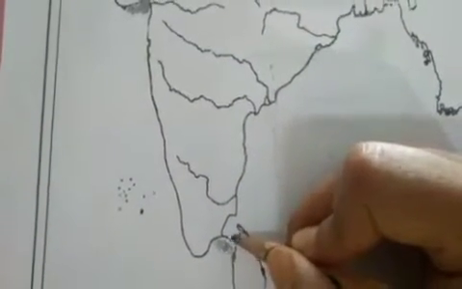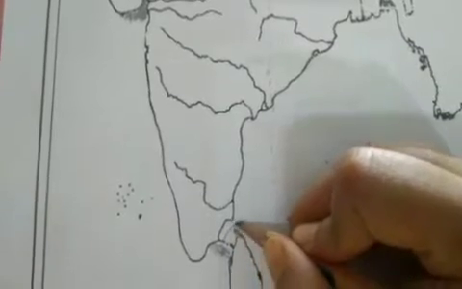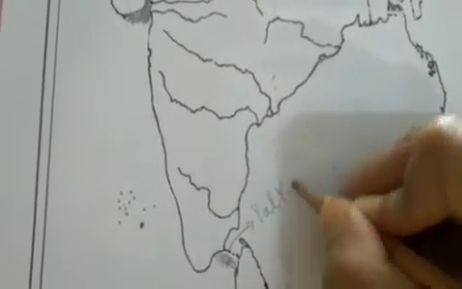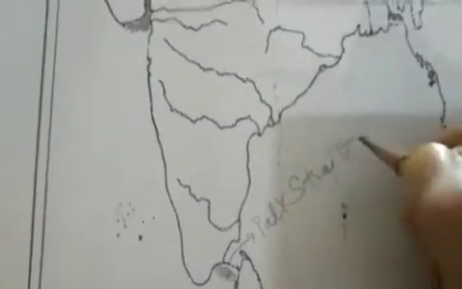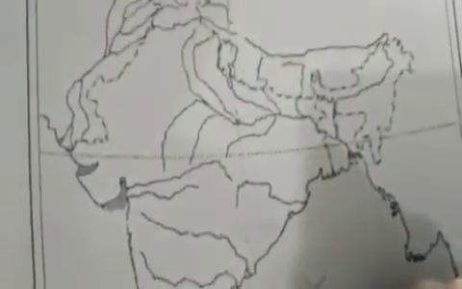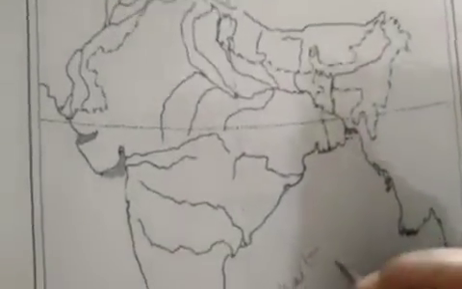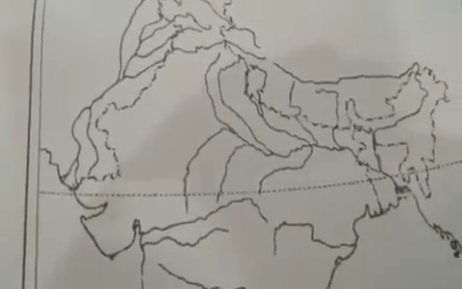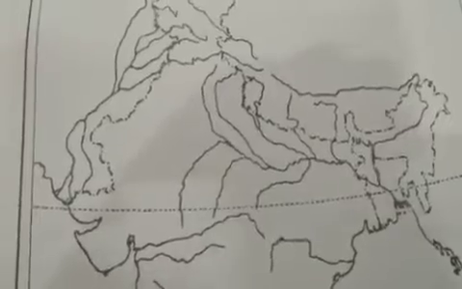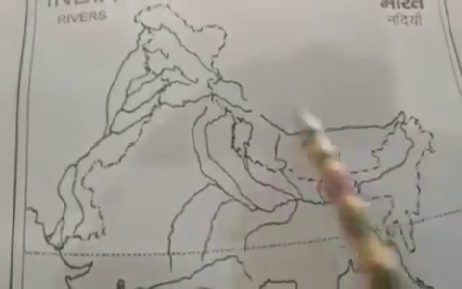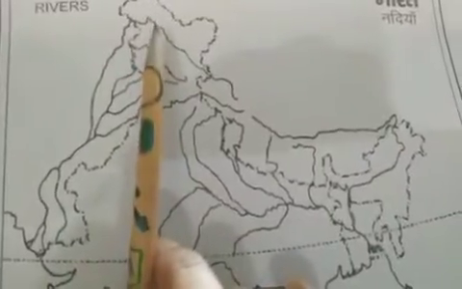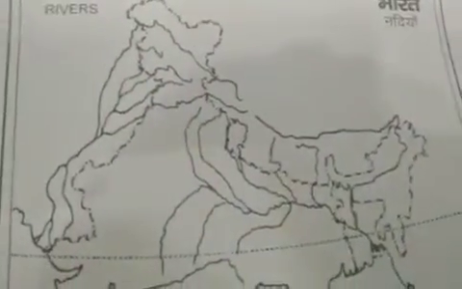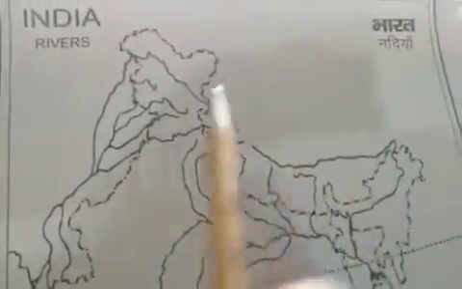And one is left, and this is Palk Strait. This feature is your Palk Strait. Clear? So we have done passes, important longitude, latitude, and water bodies. Now children, some of the ranges and mountain peaks we have missed out. So let's mark those mountain ranges and those peaks here.